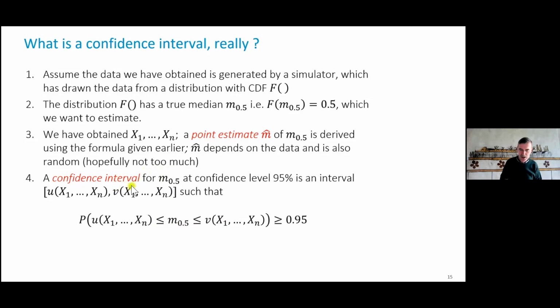So a confidence interval is something that we construct from the data. We have an algorithm that gives us U for the lower bound, V for the upper bound. And like my point estimate, those two bounds are random, but we want a method to compute them such that with large probability, the true value of the median is in the interval. That is a confidence interval.